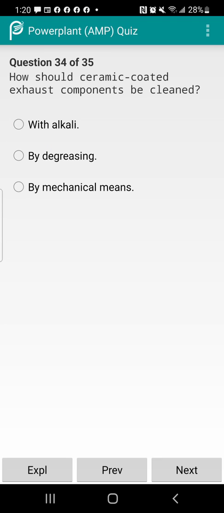How should ceramic coated exhaust components be cleaned? By degreasing.